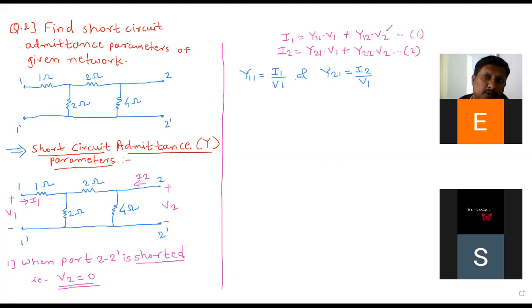So when you put V2 equal to 0 in equations 1 and 2, you get these two parameters, Y11 and Y21, and the formulas are here. We want the relation between I1 and V1, as well as between I2 and V1, so that we can get these two parameters. According to the new condition, V2 is 0, that is the second port is shorted, I will redraw the circuit and then find the parameters.